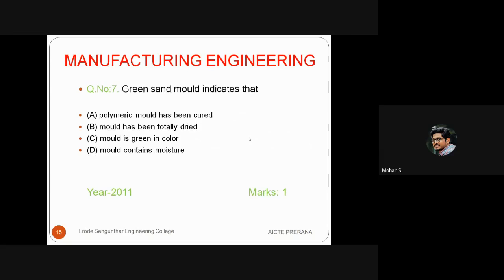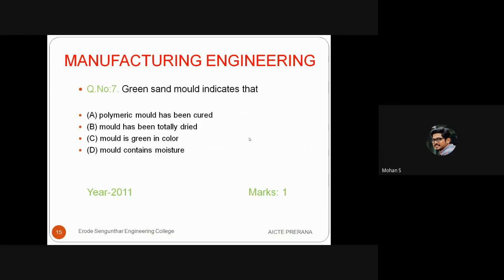So next is mold has been totally dried. We all know in manufacturing technology, metal casting process is your first unit. In that first unit, you would have already learned what the types of sand available are, and especially we have learned a lot about green sand and dry sand. For sand, we have only two options, right? Either it should be dry or it should contain some moisture.